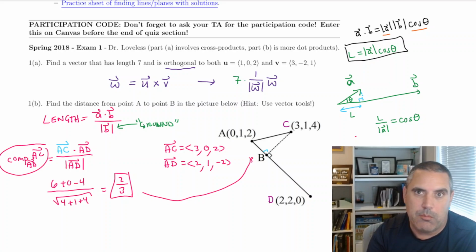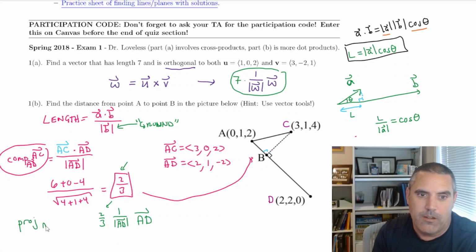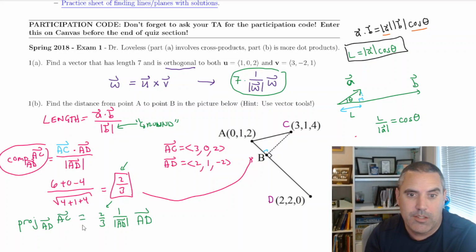Now, occasionally we might want to do the same rescaling game we did up here with the vector AD. So how would you do that? I don't even think of this as a projection, so to speak. I just say, I want to take the vector AD and I want it to have length 2/3. How do I do that? I divide by its length and I multiply by 2/3. That's the so-called projection vector of AC onto AD. That's not a formula I like. There are several ways that can be written, but that's how I remember how to do it. It's a rescaling. The question didn't ask for that. It just asked for the 2/3.